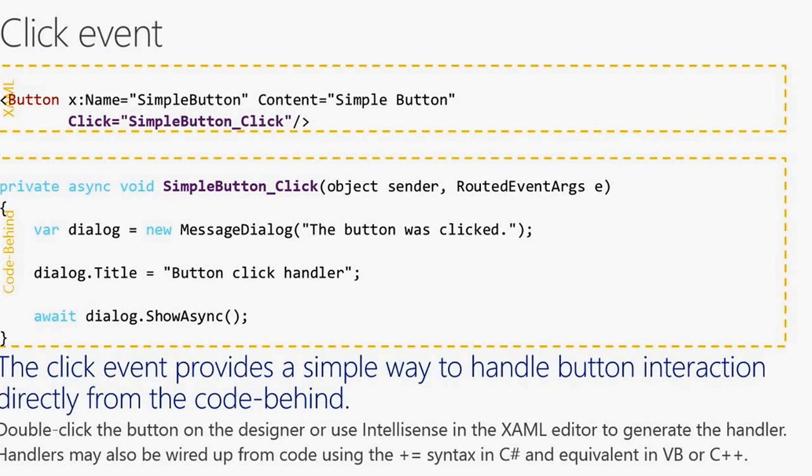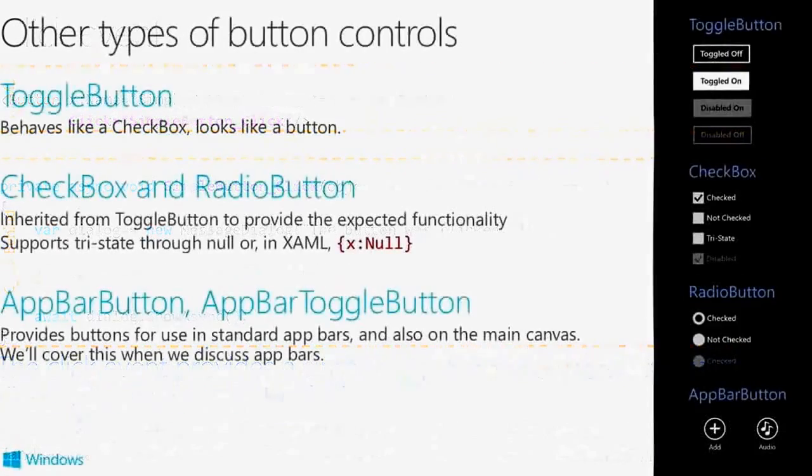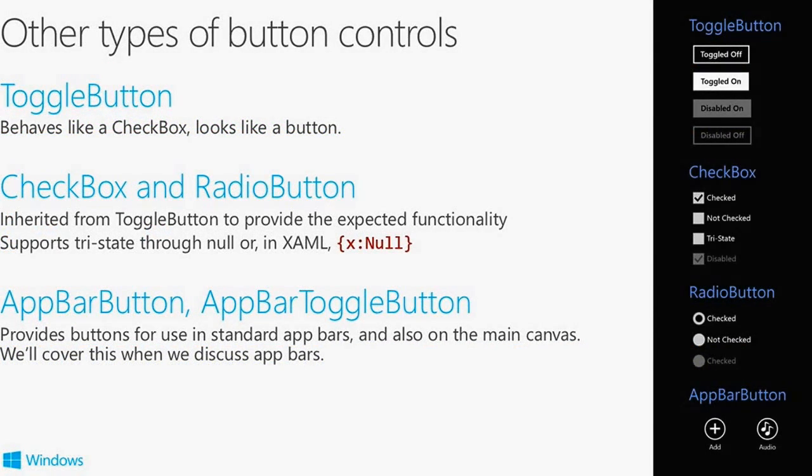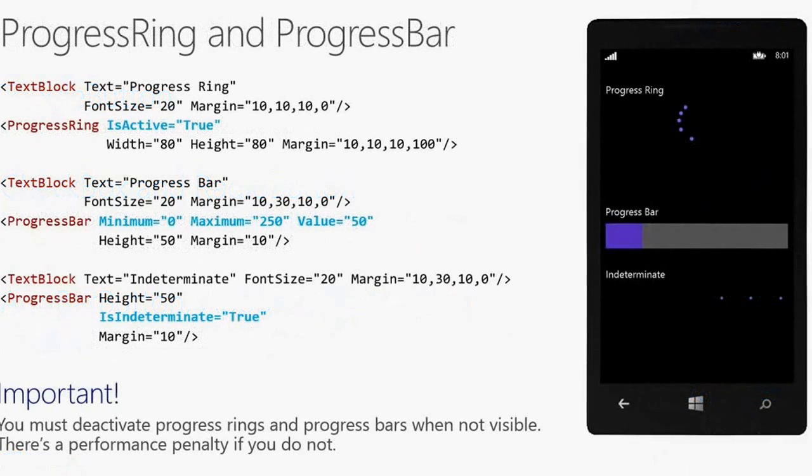So when the user presses a button or selects an item in a list or in some way chooses some control, like a radio button in your UI, you run some code and you can do stuff. And of course, there's loads of other kinds of buttons: toggle buttons, checkboxes, radio buttons, app bar buttons. We're going to come to those in a while.